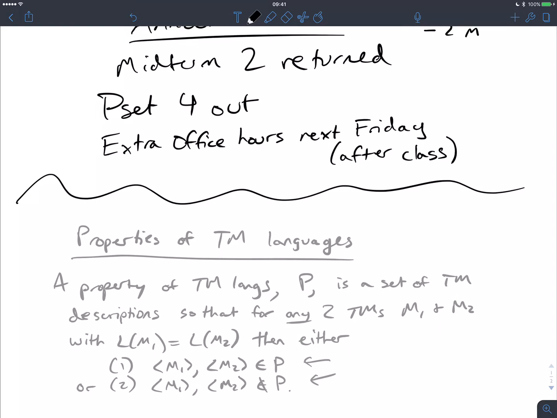So it would be like every Turing machine. The set of all Turing machines that accept at least 0 strings. Well, every Turing machine does that. Or all the Turing machines that accept -1 strings. Well, that's none of them. So those are decidable.